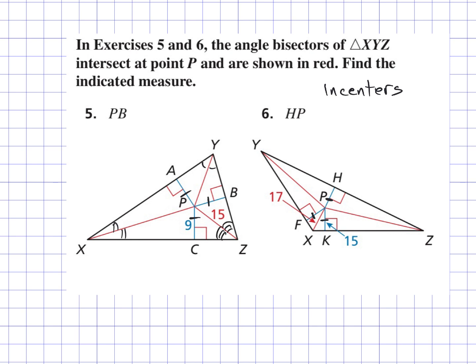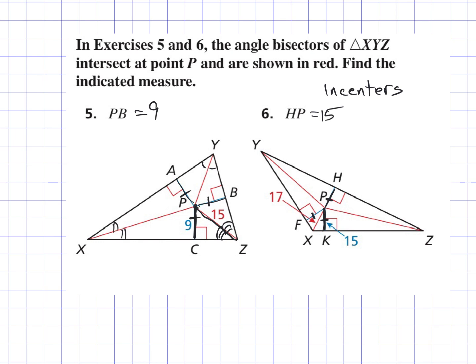All right, so what is PB? There we're talking about distance. So PB is not 15, okay? 15 is the length from P to Z. PC is 9, which is the same as PB and PA. So that would be 9. All right, HP is the same as PK, which is 15.